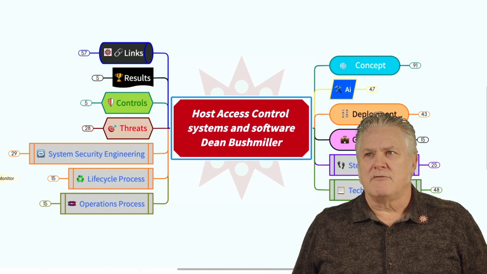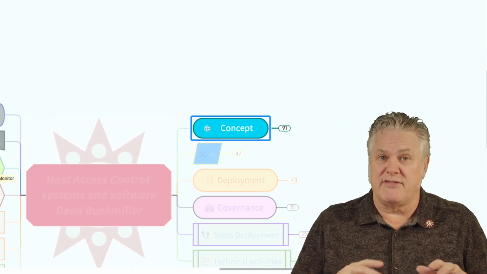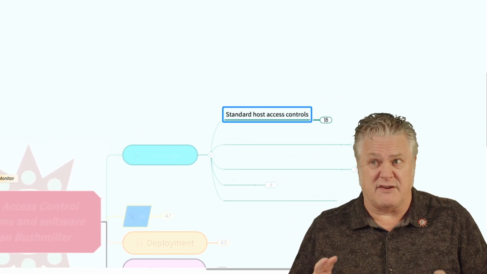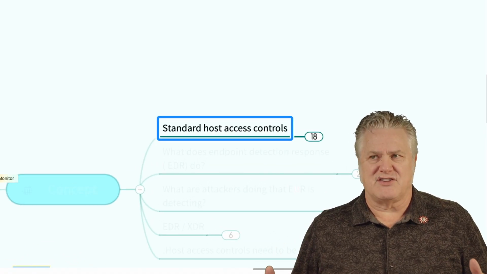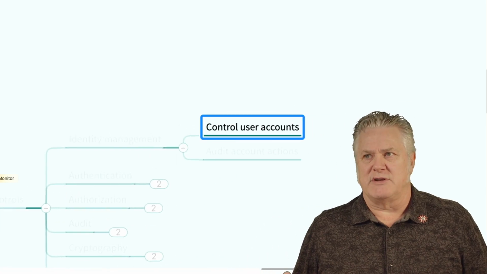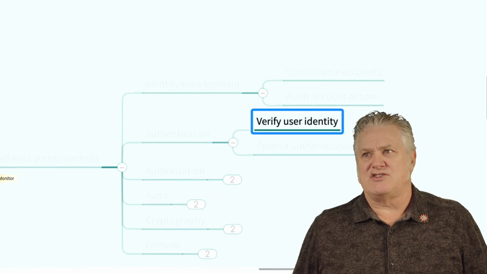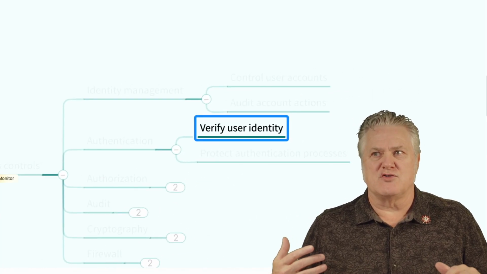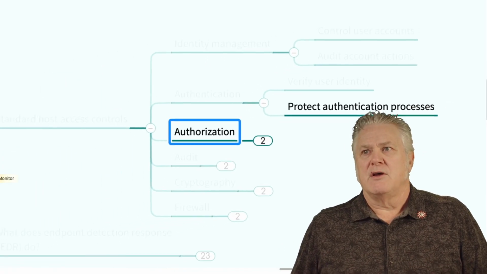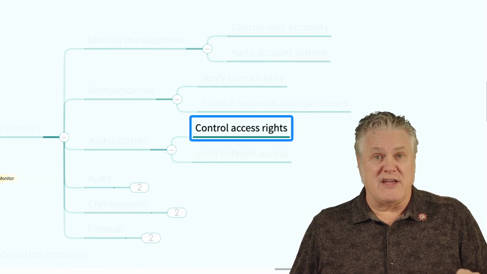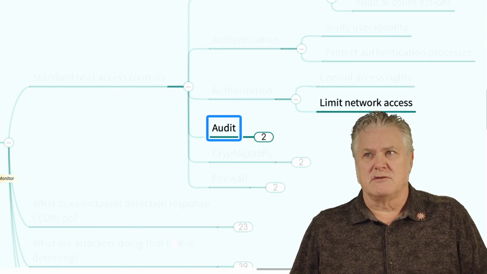Let's get started. For host-based access control, we have to talk about the big chunk of stuff that we're not going to talk about right now, but is in a whole bunch of other videos. So if we look at the standards for host access controls, what are they? Well, it's identity management. That's user accounts and auditing account actions, right? It's authentication, where we verify the user's identity. Maybe we use multi-factor authentication, but we provide the authentication processes for them. We do the authorization, which is we control the access rights, we set the permissions, we limit network access through things like VPNs. We also audit.